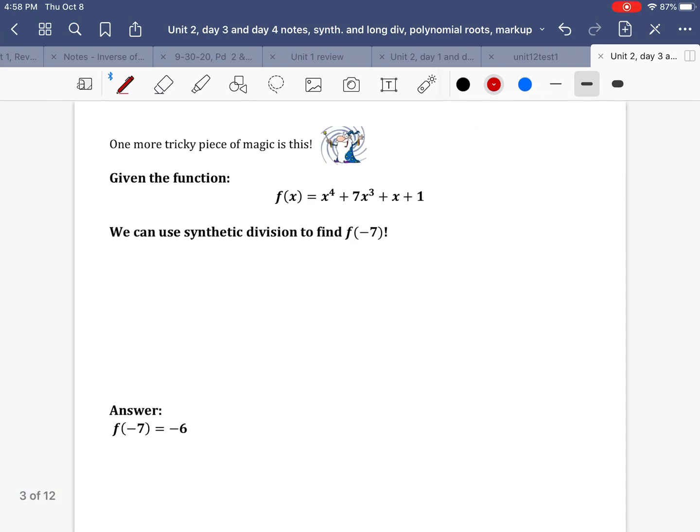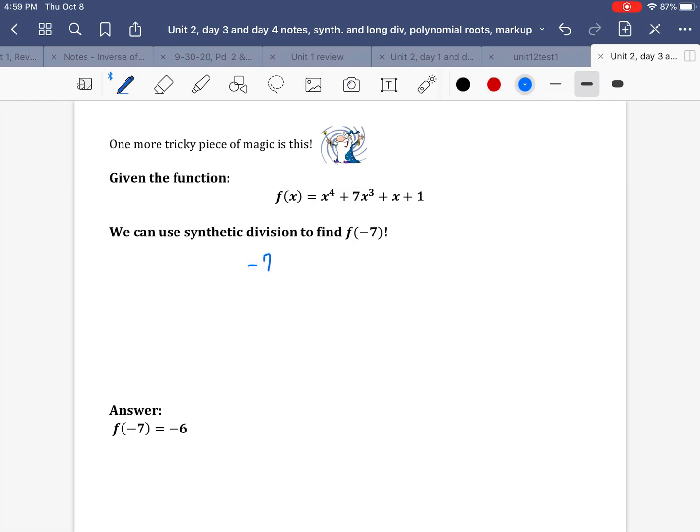All right. So one more thing we can do with synthetic division is this. And one little trick you can use. So if I have to find this right here in this problem, that's going to be horrible. I got to plug negative 7 in here, do the 4th power. Who knows what the heck that is? Then I got to do it the 3rd power. Then I have this and the 1. So it's a lot of work to do. So what you can do is you can do synthetic division.